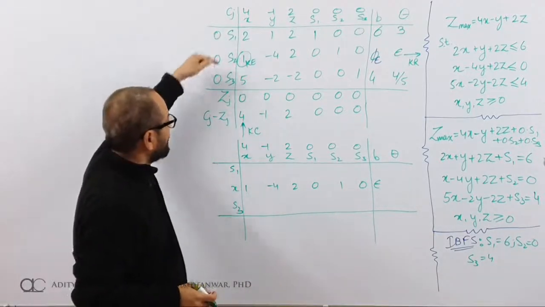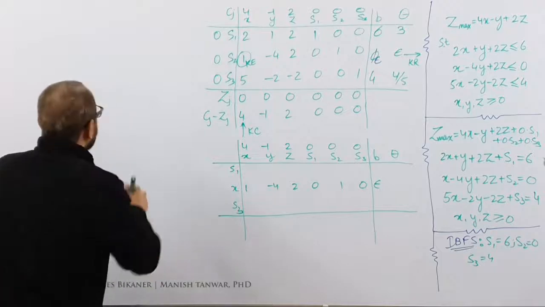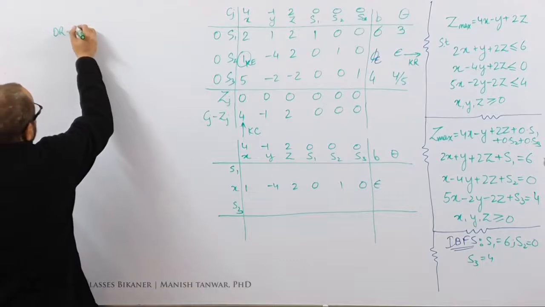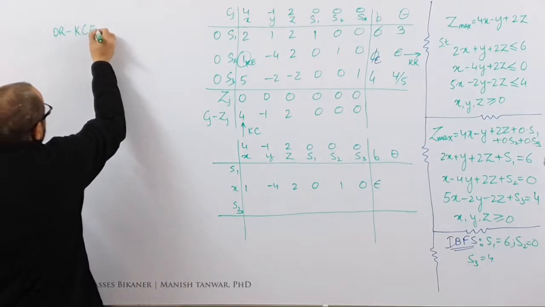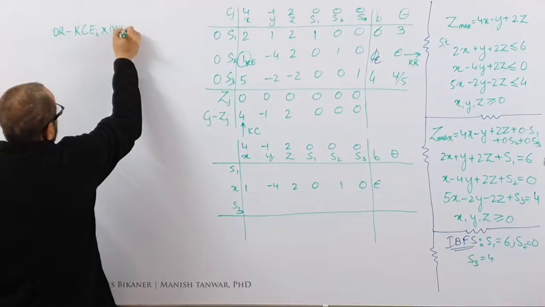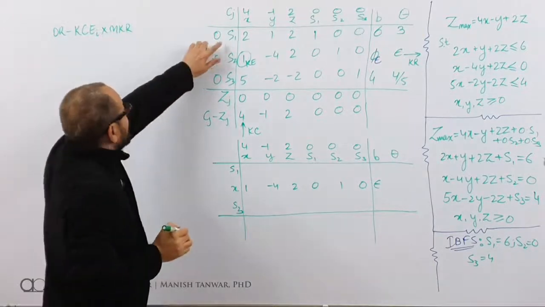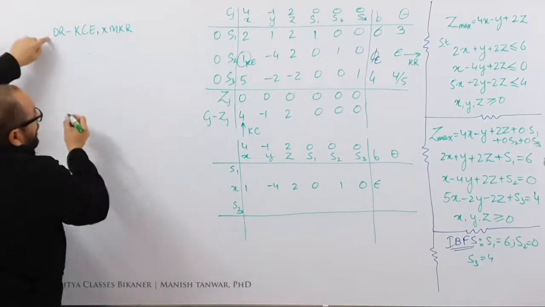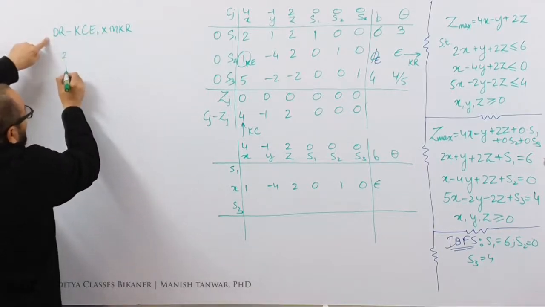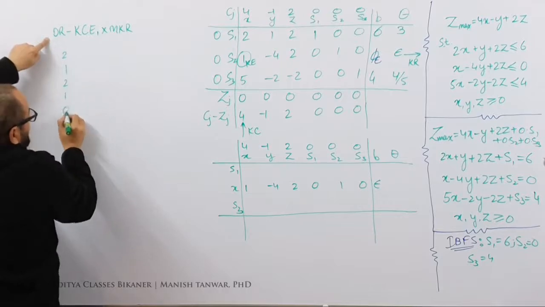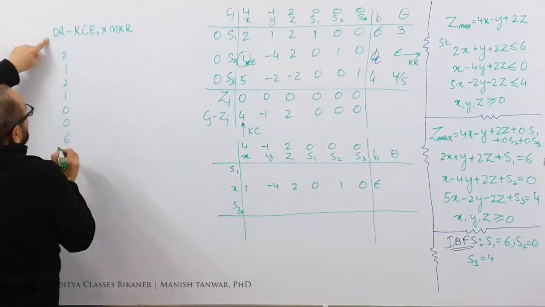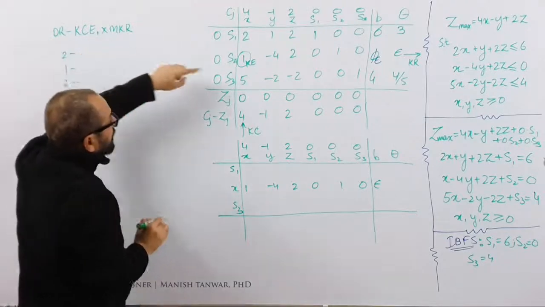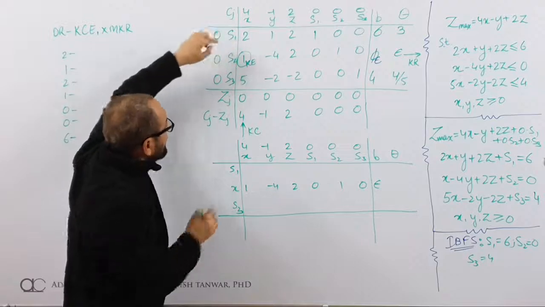Now we need to bring the first row and third row. The formula for this is old row minus key column element multiplied by modified key row. Old row, we are transferring first row. So this will become, I will become 1. Old row, 2, 1, 2, 1, 0, 0, 6. Minus key column element 1. This is key column.